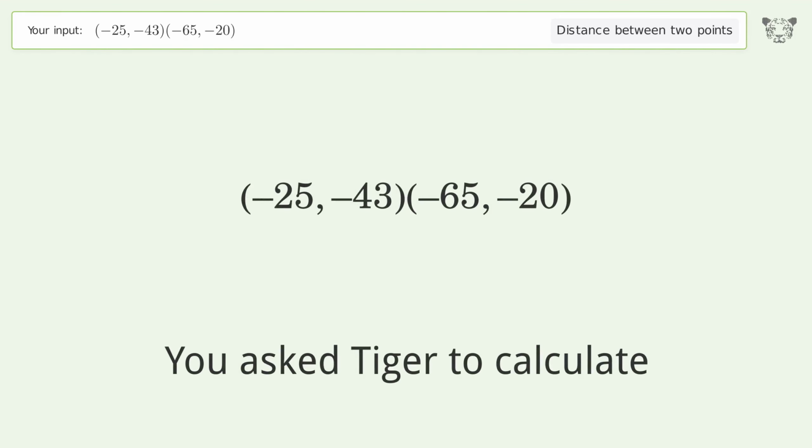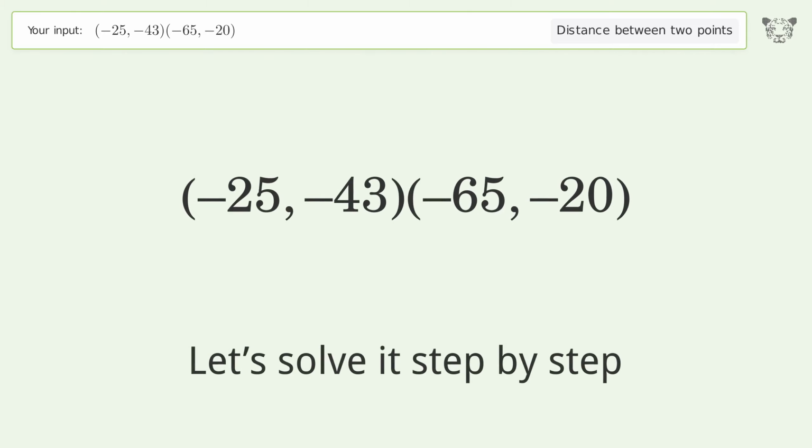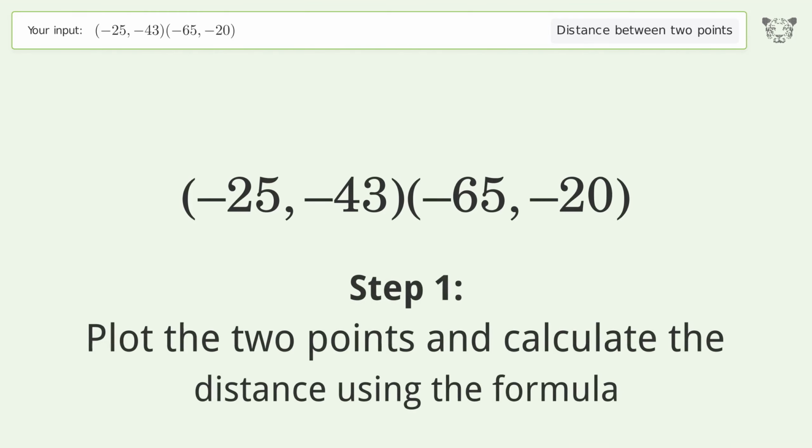You ask Tiger to calculate. This deals with the distance between 2 points. The distance between the 2 points is the square root of 2129, or 46.141. Let's solve it step by step. Plot the 2 points and calculate the distance using the formula.